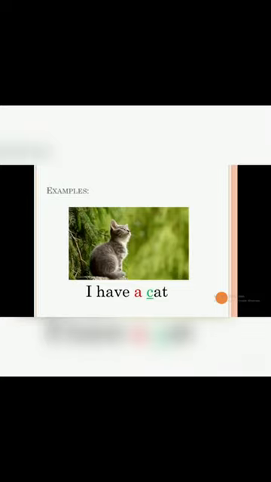First one, I have a cat. Here, what is the noun? Cat. What is the first letter of cat? C. What sound are we getting from that? K. It's a consonant sound. So, we use a before a consonant sound.